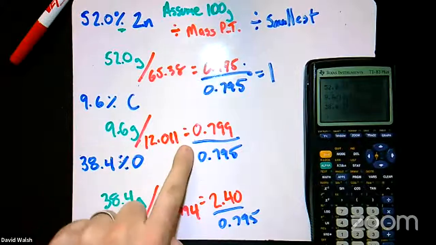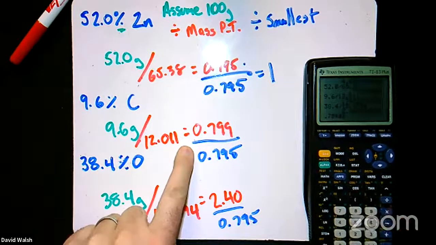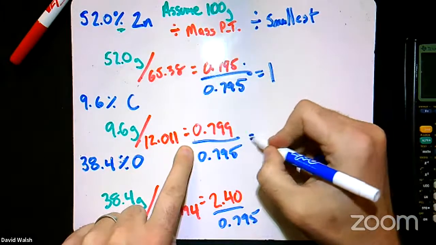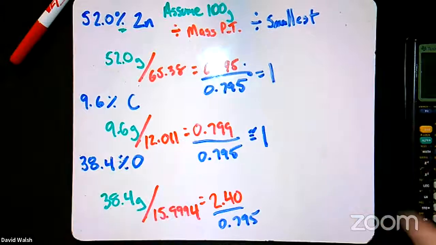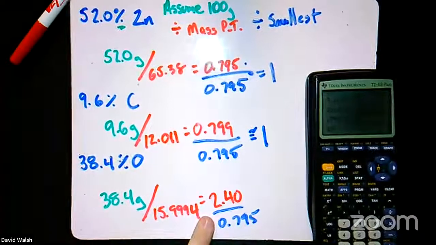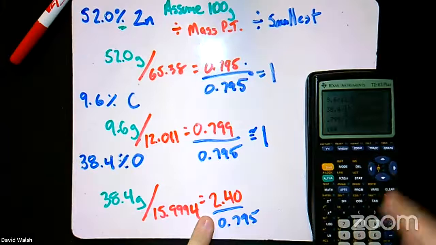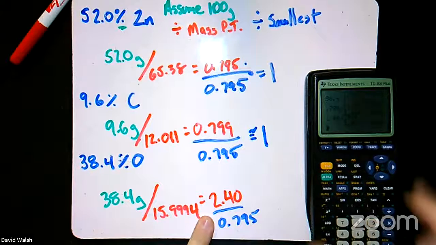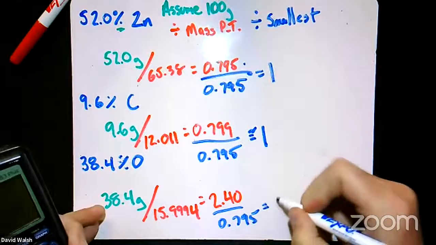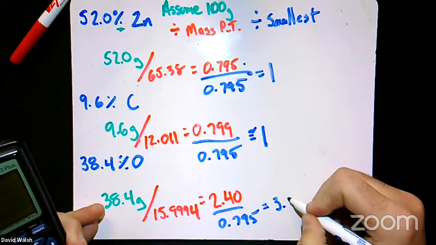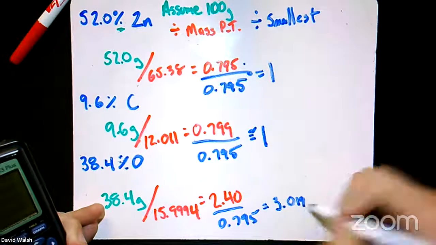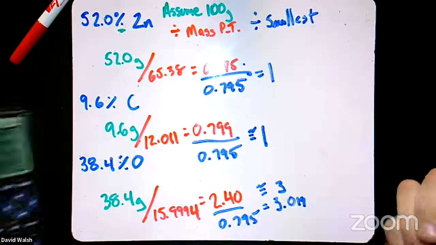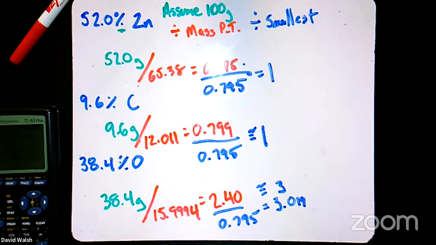Okay, this one you can probably guess what it is. 0.799 divided by 0.795 is also almost equal to 1. We'll keep it as 1. Then this one, 2.40 divided by 0.795. This is equal to 3. It says 0.019 off, so this again is just about equal to 3. Okay, it's close enough to 3 to equal 3.